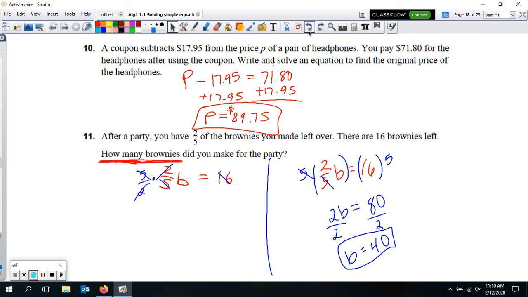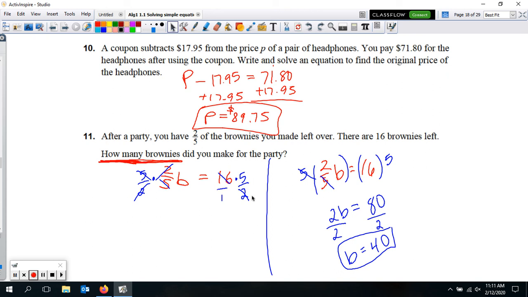So multiplying by 5 over 2, the 5's cross cancel and the 2's cross cancel. And now I got to do the same thing over here. I got to multiply 16 by 5 over 2. Whatever I do to one side, the left side, I got to do the same thing to the right side. Now I'm going to put the 16 as a fraction. I'm going to put that over 1. Anytime you want to, you can put a whole number over 1. That kind of makes it a fraction.